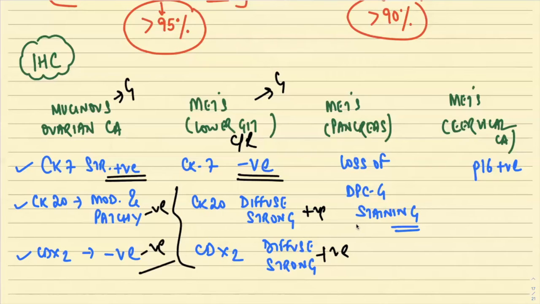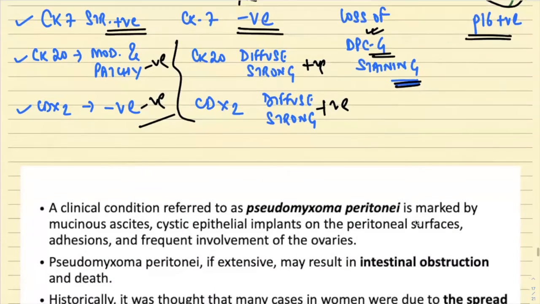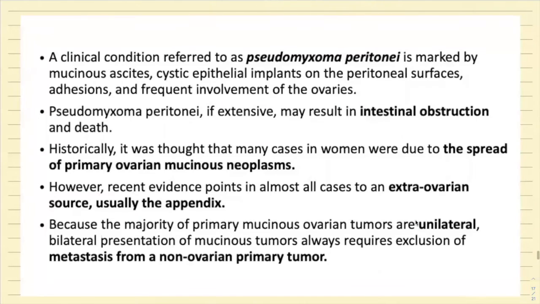Now, for example, if a metastatic cervical carcinoma comes into the ovary, then in the previous lecture on cervical carcinoma, we had seen one of the markers was P16. So that is going to differentiate the primary ovarian from metastatic cervical carcinoma. And again, from the pancreas, the pancreatic carcinoma will show loss of DPC4 staining. So this is how you can differentiate the ovarian mucinous tumor from the other metastatic tumors. Is this very clear? Now there is one more condition called pseudomyxoma peritonei.